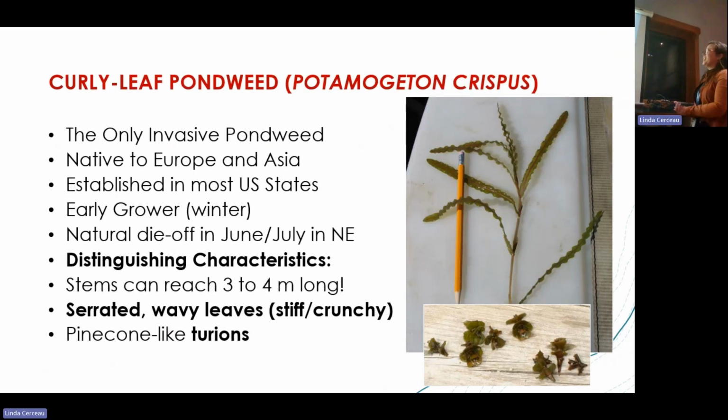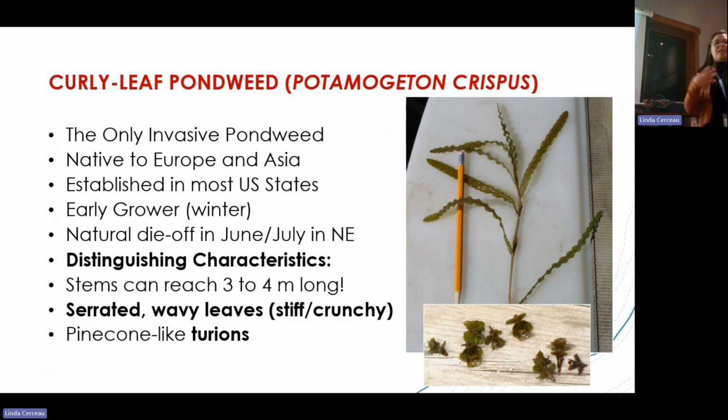So we have curly leaf pondweed. I'm going to refer to the plants with their common name. The Latin name is up there if you'd like to reference that, but I'm going to just talk about common names for now. So this is the only invasive pondweed that we have. It's native to Europe and Asia, and it's pretty well established throughout the Northeast and most of the US.